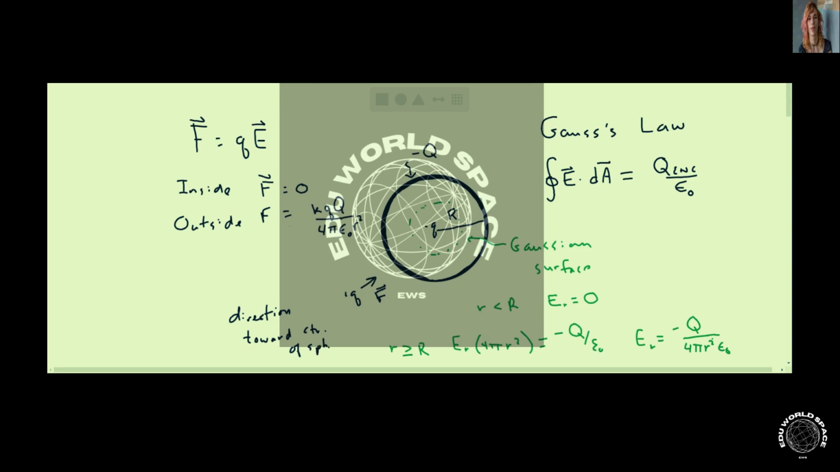So the important idea here is that Gauss's law ensures that if you have a fixed charge distribution with spherical symmetry, if you're outside, that sphere will behave like a point charge.